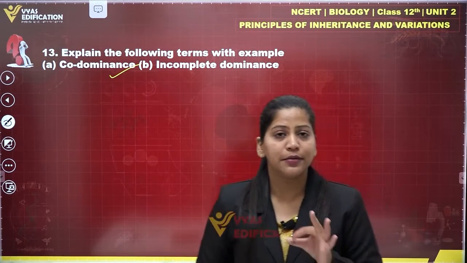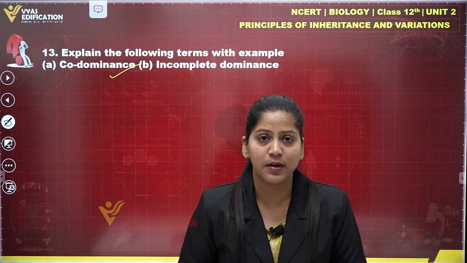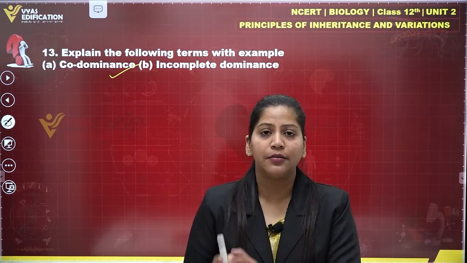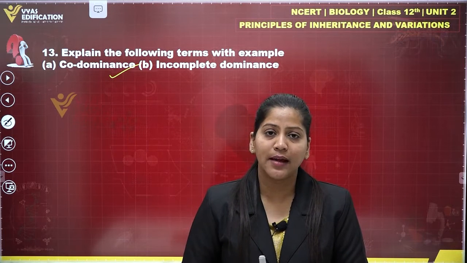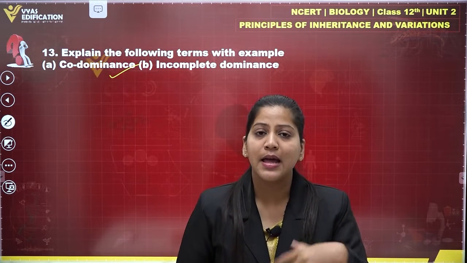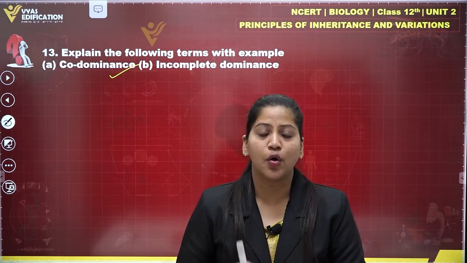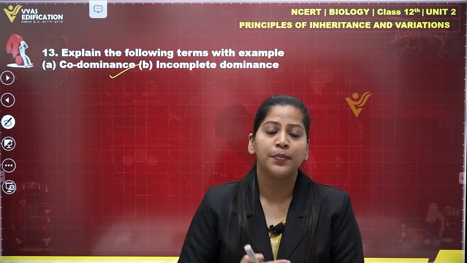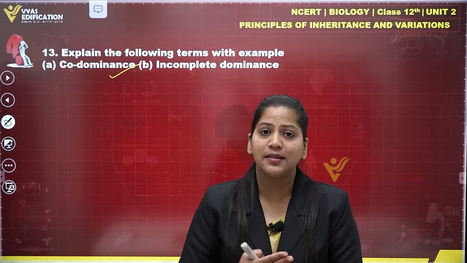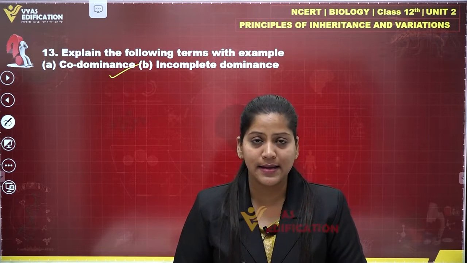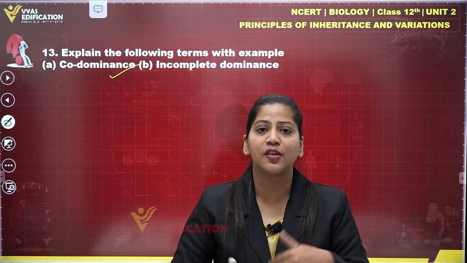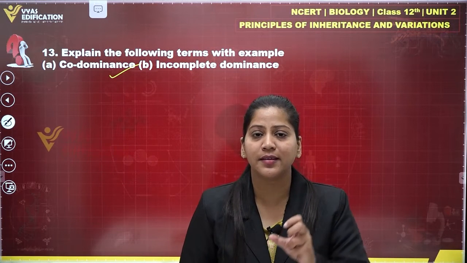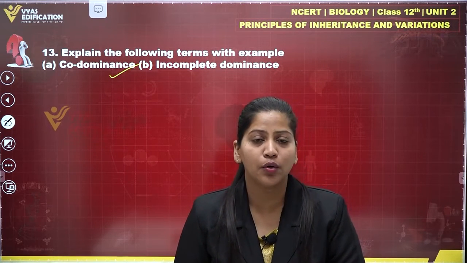If a plant having yellow colored flowers fertilizes with a plant having red colored flowers, then in the F1 generation all the progeny will have orange colored flowers. This is because both the alleles are dominant and express themselves together. The phenotype is a mix in the F1 generation, and this is known as codominance.